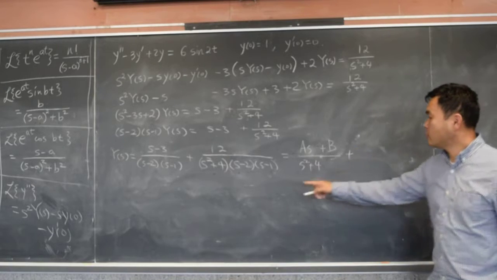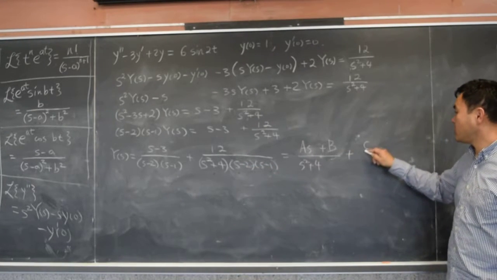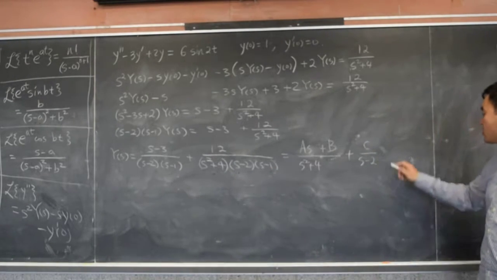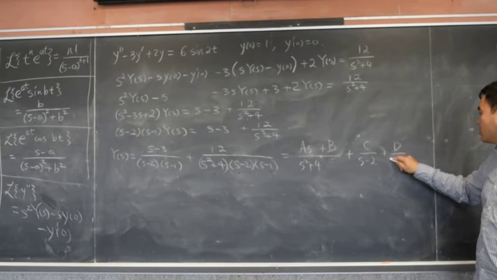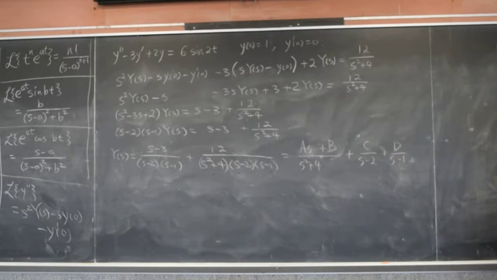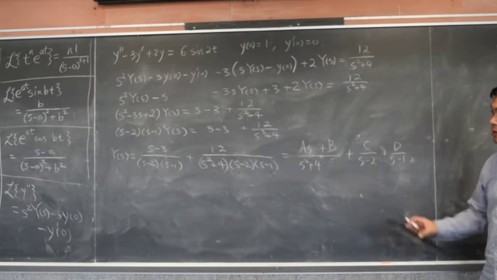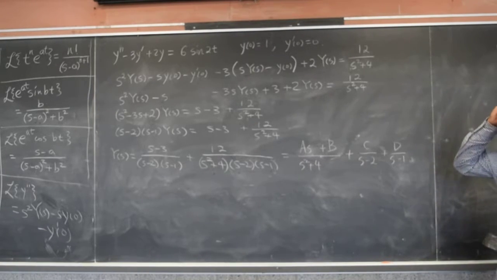And then for s minus 2, I'm going to use c over s minus 2. And for s minus 1, I'm going to use d over s minus 1. And what we need to figure out is what is a, b, c, and d. Once we figure out a, b, c, and d, then we can figure out exactly what Y of s is. Y of t is the original one.